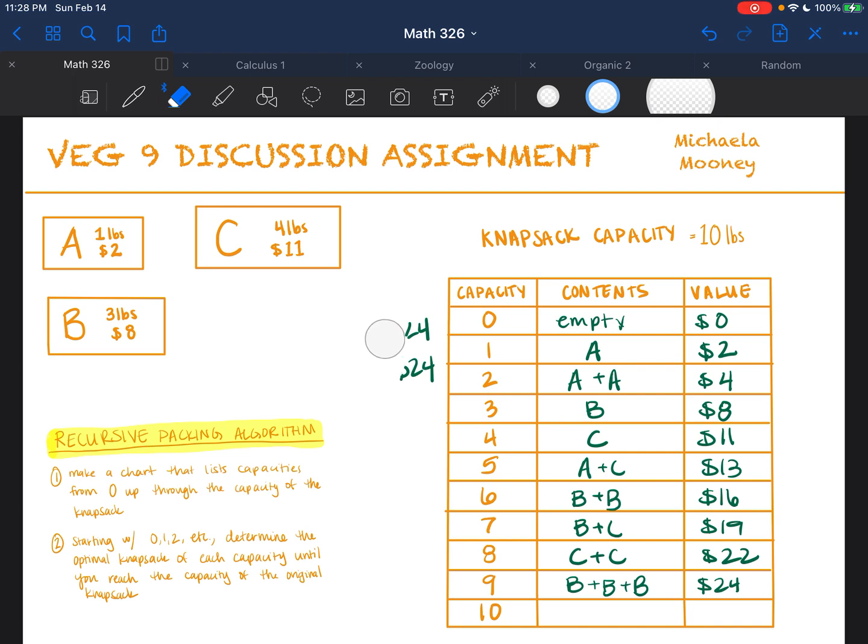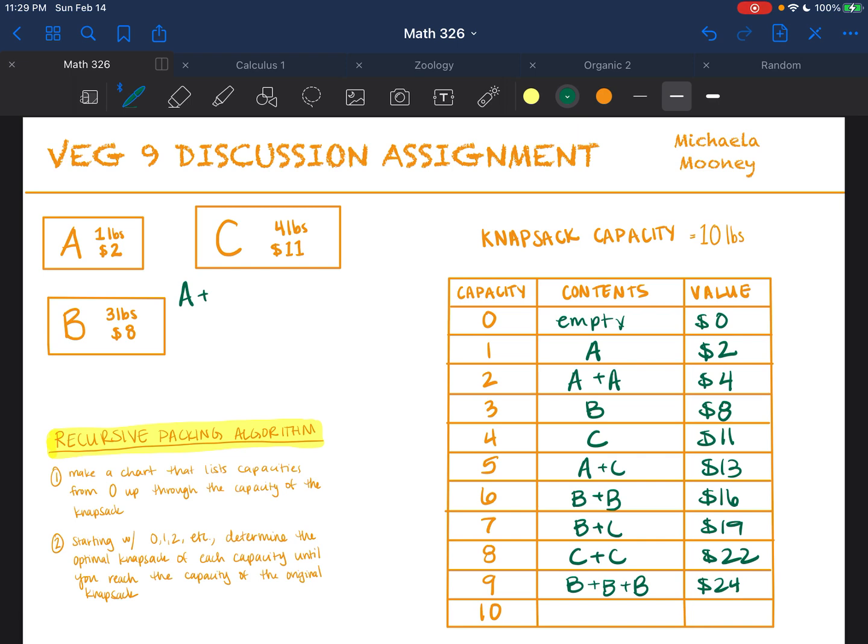And we are on to filling our original knapsack capacity, 10 pounds. So this is the last one we have to do, and then we will have our final answer. I hope you're ready for this. It's pretty exciting. All right, we start with A.